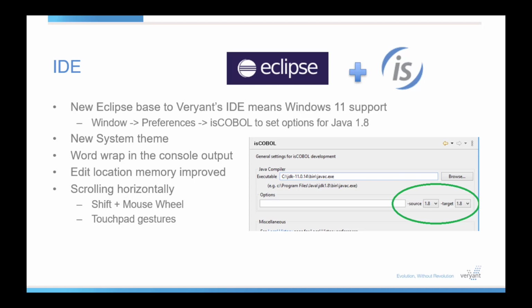Previous versions offered horizontal scrolling in Linux and Mac. Support has been added to Windows now as well.